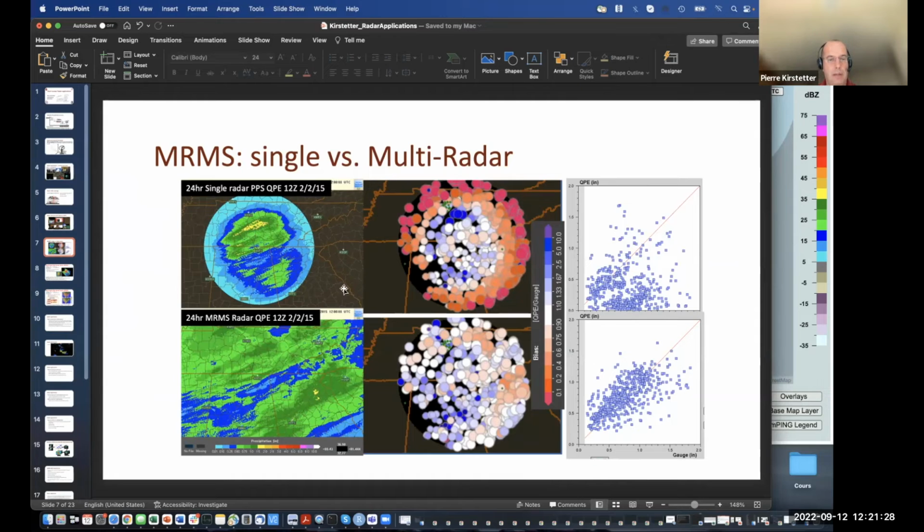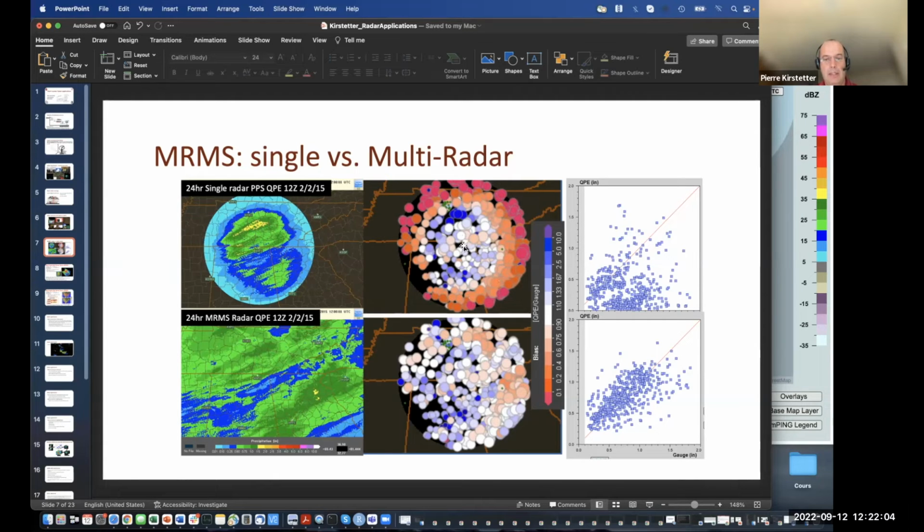Here on the top left, you can see the radar reflectivity sampled by a single radar at a given elevation angle. And if you compare the precipitation estimates that you derive from these radar observations, the comparisons are depicted here. The white colors mean that we have almost no bias, and red colors mean that we have an increasing underestimation from the radar.